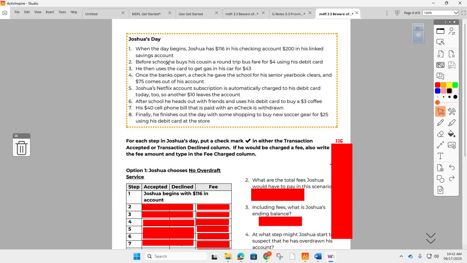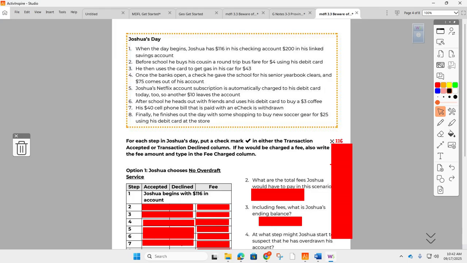Before school, he buys his cousin a round-trip bus trip for $4 using his debit card. So the first thing we're looking at, are they going to accept this charge or are they going to decline this charge? And you need a running balance. So I just stuck mine out here on the right, and you could do that as well. So we're going to start with $116. Anthony, you should be writing what I'm writing right here.